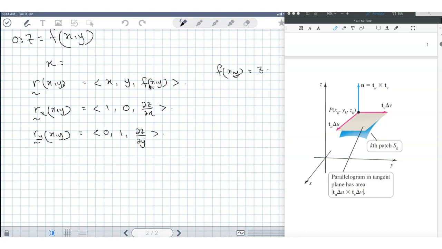Okay, so as we know, now we are talking about the normal vector to the surface. Let's say I have a surface, right? And let's say my point is over here. So what is the normal to the surface?